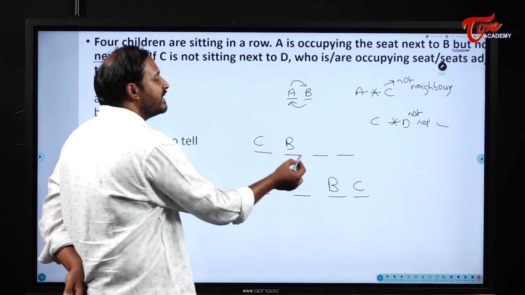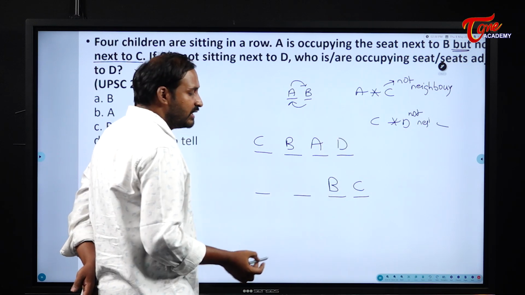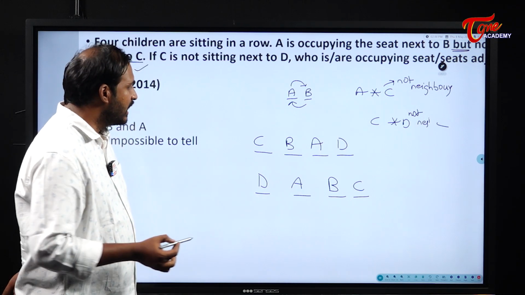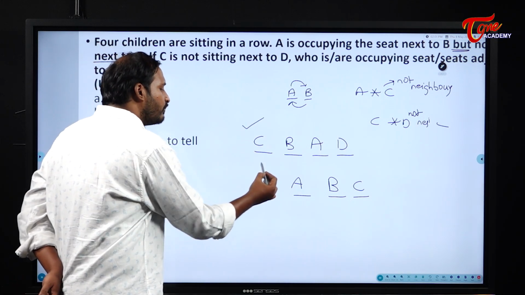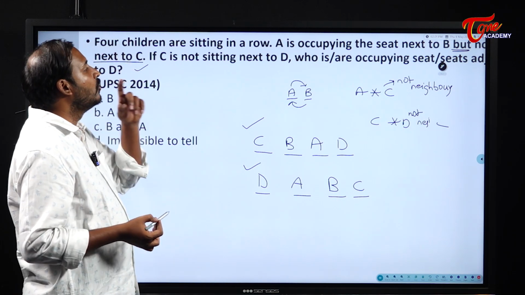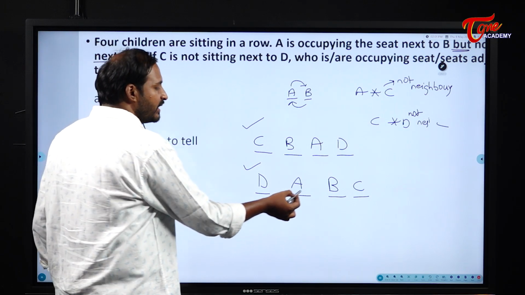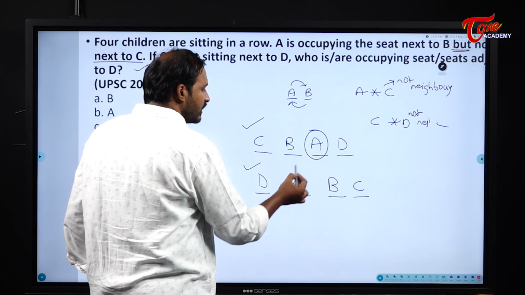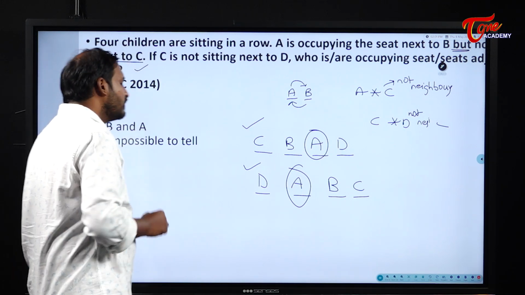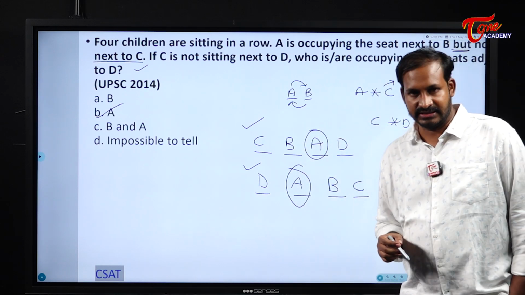And next, A and B are neighbors, so I will have A here and the only person left for us is D. Either arrangement is correct; there is possibility for both. Now what is the question? Who is occupying the seat or seats adjacent to D? Either in this case it is A or in this case also it is A. The same person A. So our answer here will be option A. Option A will be the correct answer in this case.